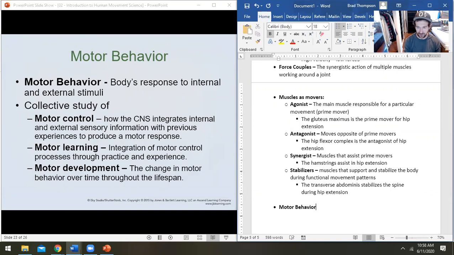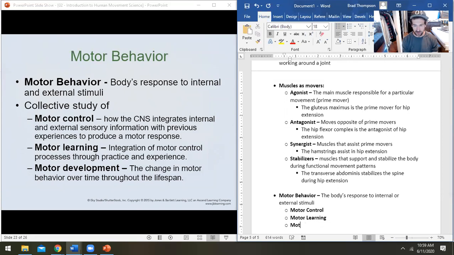Motor behavior is going to be the body's response to internal or external stimuli, right? It is consistently made up of motor control, motor learning, and motor development, which you guys will recognize.